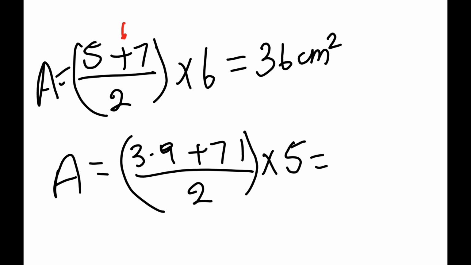Next one you got here, you got 3.9 plus 7.1. So it is going to be 3 plus 7, that's 10, plus 0.9, 0.1, so now 1, so that's 11, right? So 11 divided by 2 is going to give you 5.5.